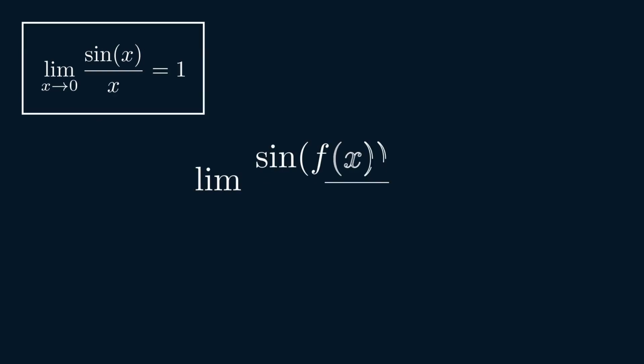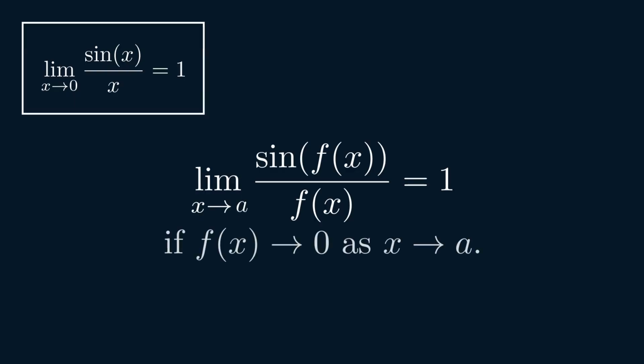Now, let's consider the limit of sine of f of x over f of x. Which number should x approach so that this limit equals 1? For this limit to be valid, f of x must approach 0. This means that x can approach any real number a, even infinity or negative infinity, as long as it makes f of x approach 0.